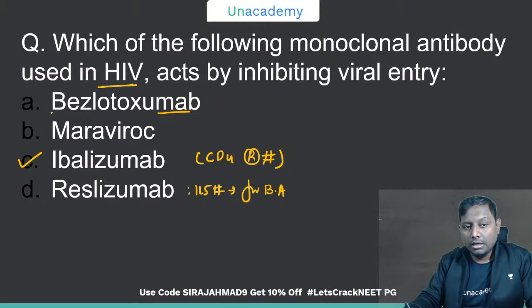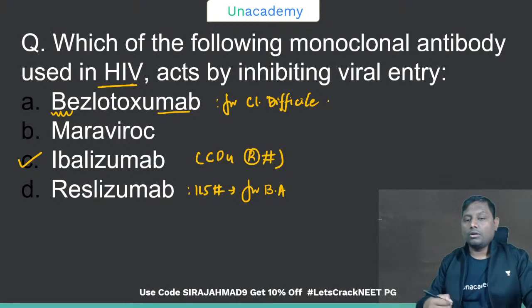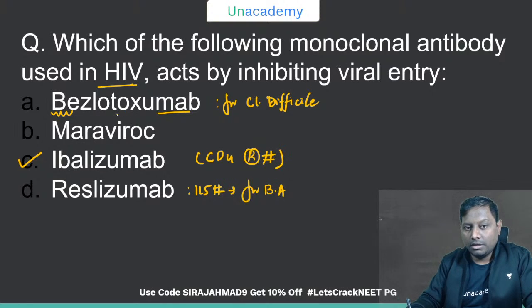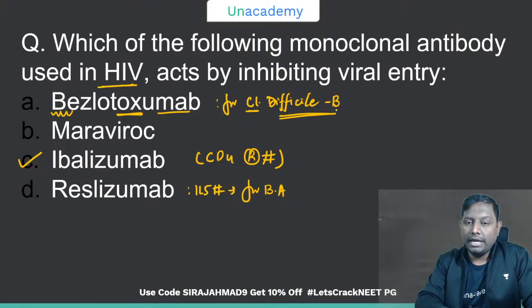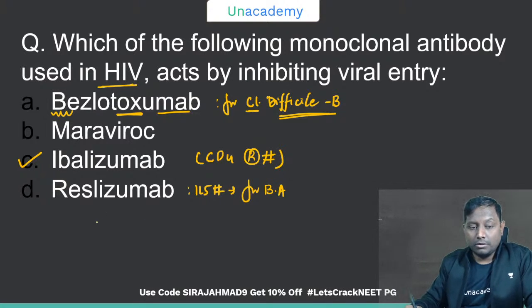Bezlotoxumab, how to remember this? B for Bezlotoxumab. This is mainly used against Clostridium difficile, a monoclonal antibody against Clostridium difficile will be your Bezlotoxumab. Toxin है ना, toxin word आ गया, so toxin is for the toxumab. And how to remember? B and C: it acts against Clostridium difficile toxin B. So B and C, Bezlotoxumab for the Clostridium. Ibalizumab is a monoclonal antibody against a virus. Then remember, this question has already been asked about the palivizumab.